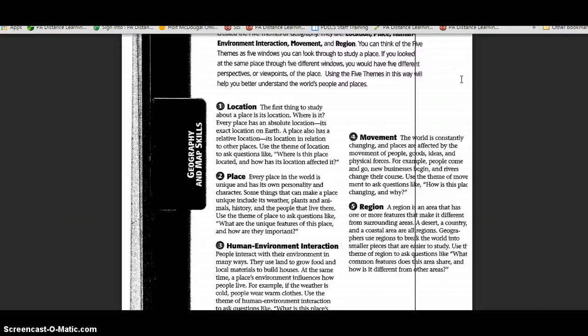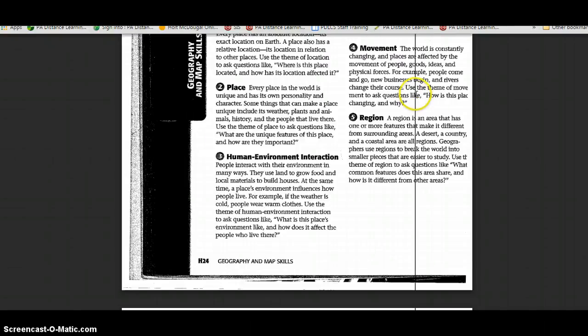Number 2, place. Every place in the world is unique and has its own personality and character. Some things that can make a place unique include weather, plants and animals, history, and the people that live there. Use the theme of place to ask questions like, what are the unique features of this place, and why is it important?